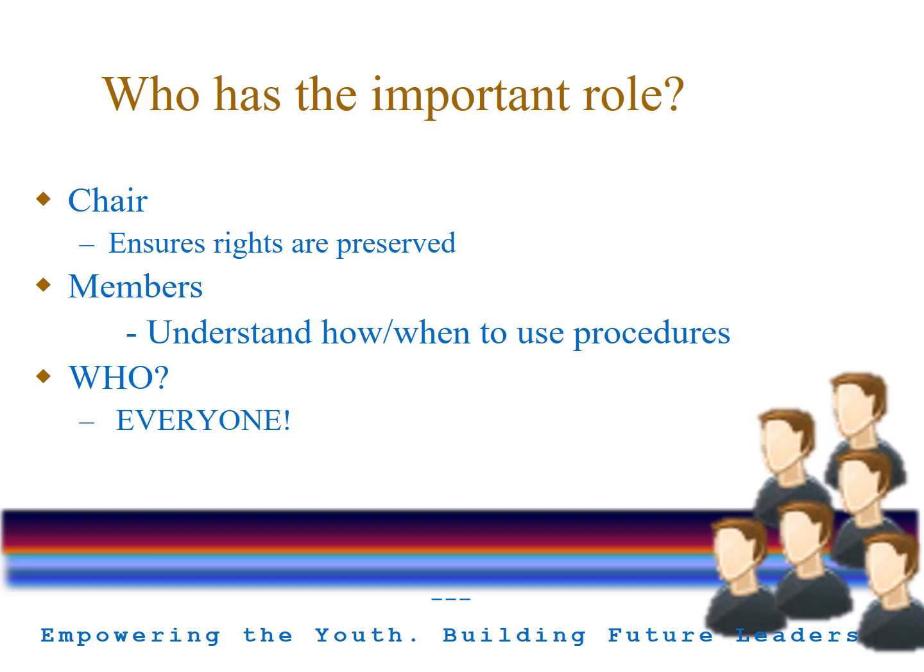The chair ensures rights are preserved; that is the important role of the chair. Now, the members should understand how and when to use these procedures. Now, who has the most important role among these two? Everyone, the chair and the members, they are both significant for the meeting to move forward.